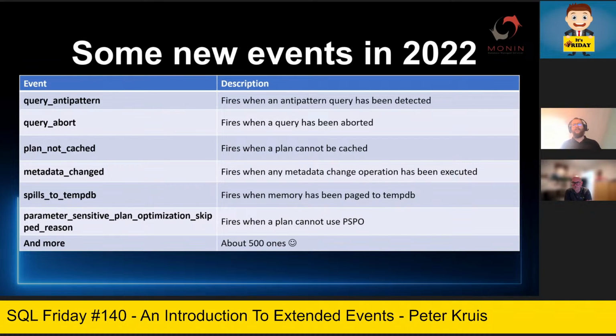Query anti-patterns. Yeah, we all know some people have anti-patterns in their queries, for example, implicit casting, etc. You can now find them with extended events, because an event fires when an anti-pattern query has been detected.